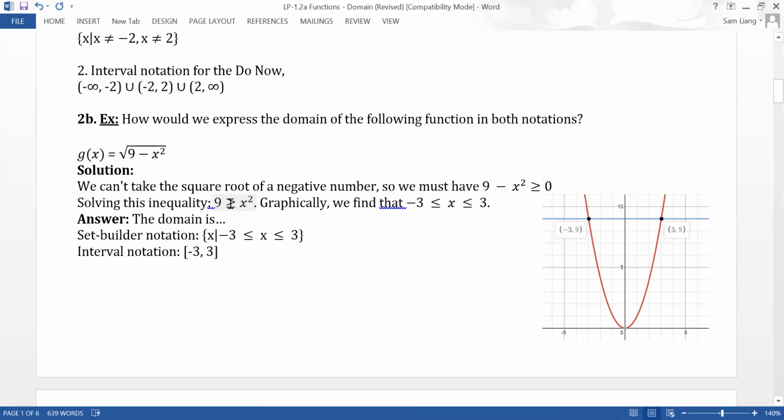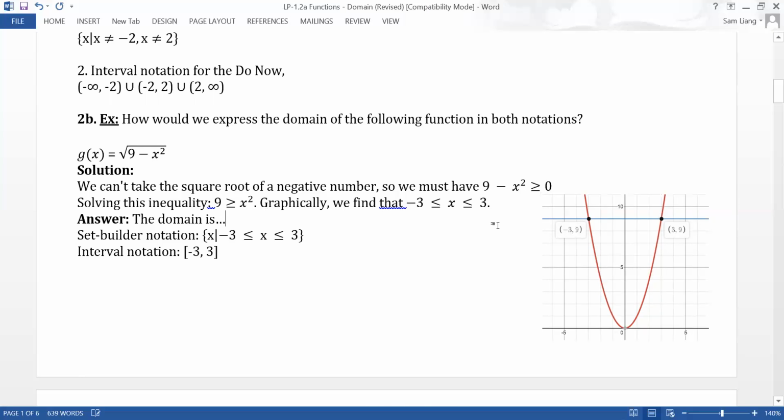Solving this inequality, we can add x squared to both sides. We'll have 9 greater than or equal to x squared. And then I solved this graphically, actually. In a later question, I'll show how to solve it algebraically, which is quite involved. We're going to use the same method as in algebra 2, right? We have to make a table of values and then test out values. But here, for the sake of this question, I'm going to solve it graphically, which is much easier. I just solved this using Desmos.